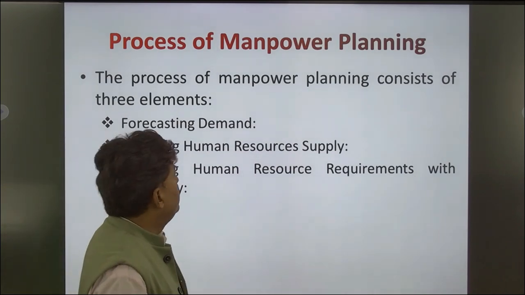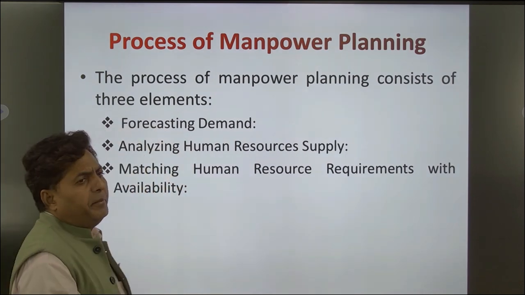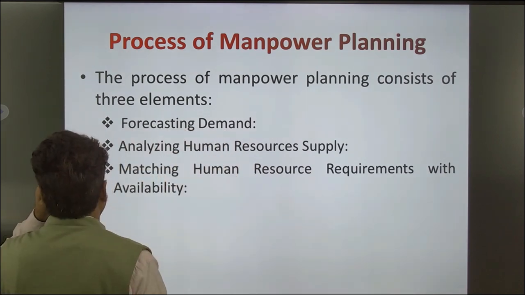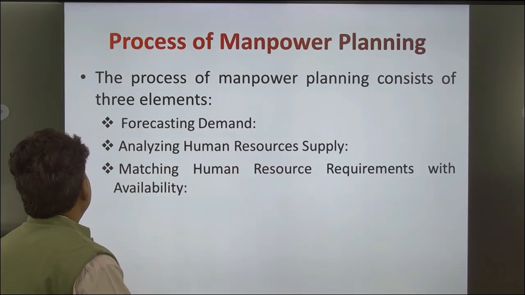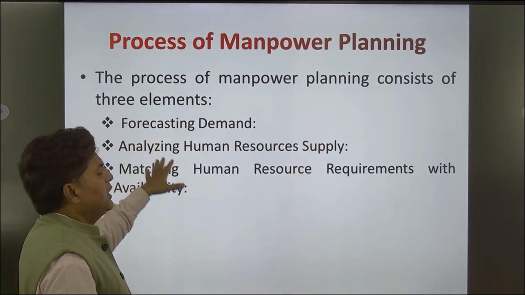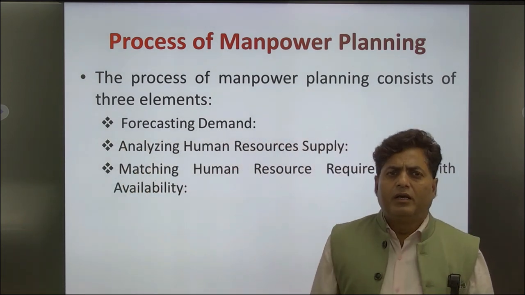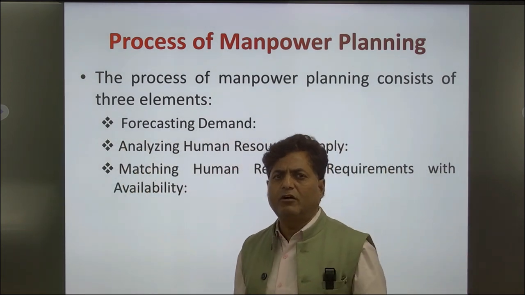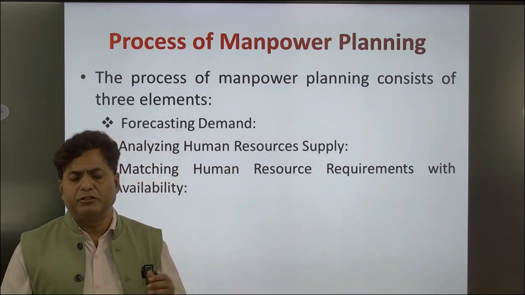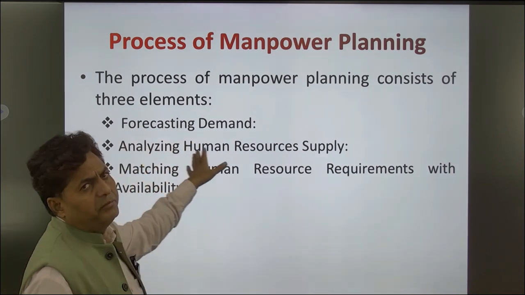Next, we'll talk about the process of manpower planning. How do we make the plan about the manpower? In the process of manpower planning, there are three steps. The first one is forecasting demand. We forecast what the demand will be in the future for the organization, or for the country if we are making manpower planning for a country. So we will forecast the demand of the organization.